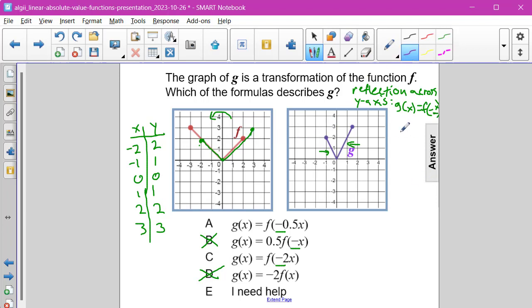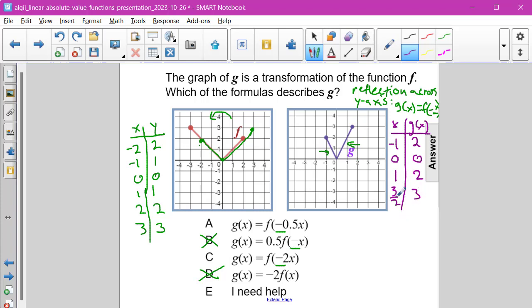And now I'm going to make a table for g of x. So we have x, and we're going to have g of x. So here we have -1 gives us an output of 2. 0 gives us an output of 0. 1 gives us an output of 2. And this is at 1.5, or 3/2, comma 3.